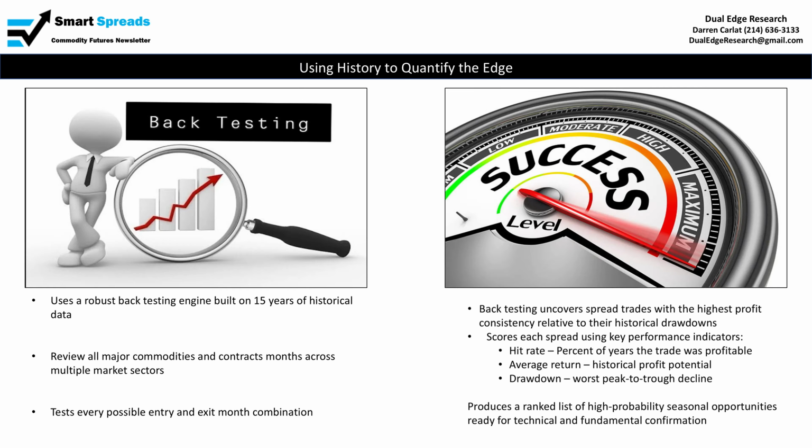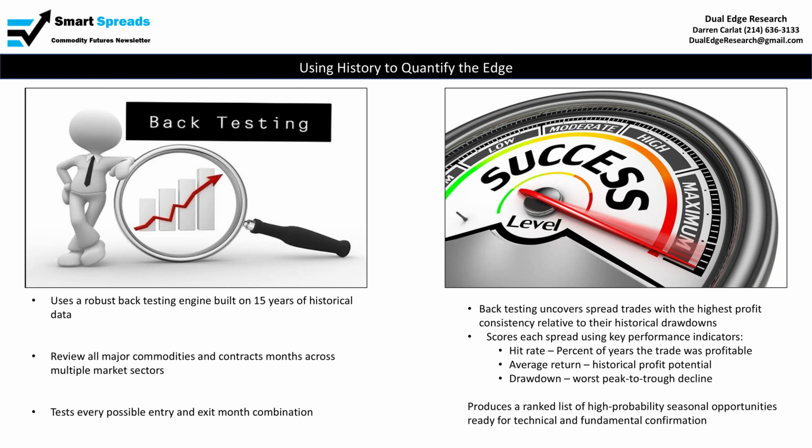The system reviews all major commodities and their contract months across multiple sectors: grains, energy, livestock, and softs. It tests every possible entry and exit month combination to identify which spreads have produced the most consistent results over time. Through this process, backtesting uncovers spreads with the highest historical profitability and the most manageable drawdowns, the kinds of patterns that repeat year after year because they're grounded in real market forces.